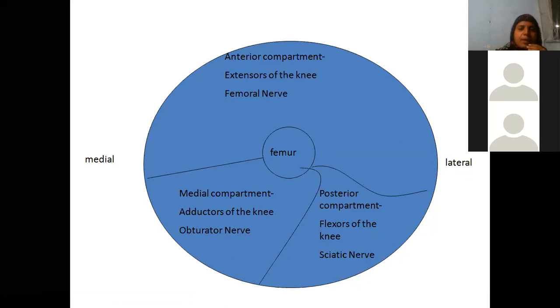Sartorius is a tailor's muscle. So the anterior compartment is supplied by the femoral nerve. This we didn't discuss yet. It's an essay question.